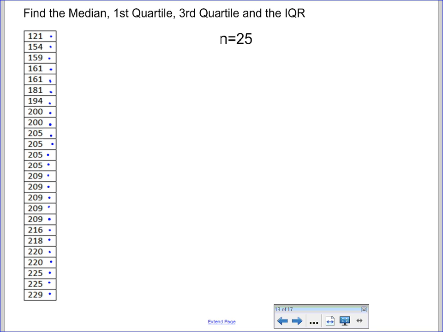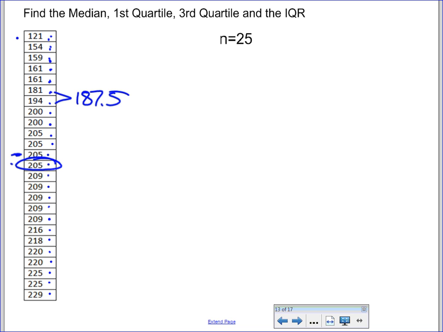So the 13th data point, 1, 2, 3, ... 12. Right there, that's the median. Then, in order to find the quartiles, we go halfway in between this value and this value. So it's actually, I'm sorry, between here and here. That's 12, so we have to go 6 in: 1, 2, 3, 4, 5, 6. And we average those two, and we get 187.5 as the first quartile.